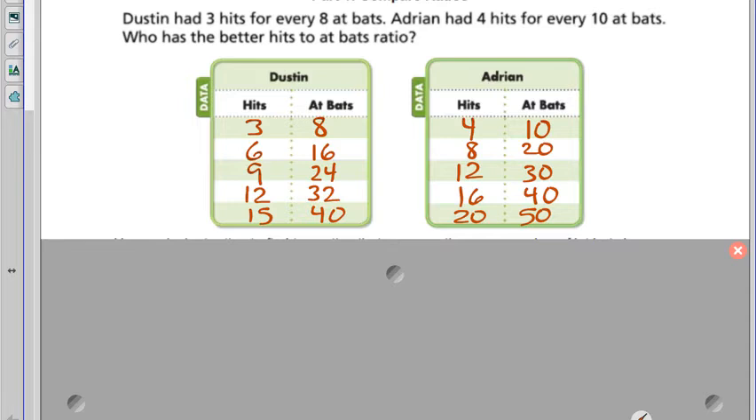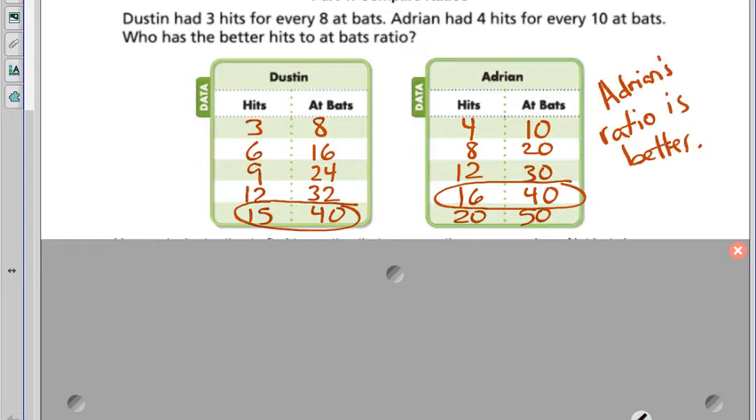Now the question asked, who has the better ratio of hits to at-bats? And so I need to compare similar things. As I'm looking at this, I'm looking for where they have the same. And it looks like they both have a ratio where they were at bat 40 times. And it looks like Adrian got 16 hits and Dustin only got 15. So Adrian had the better hits to at-bats ratio. He's the guy we'd want on our team.